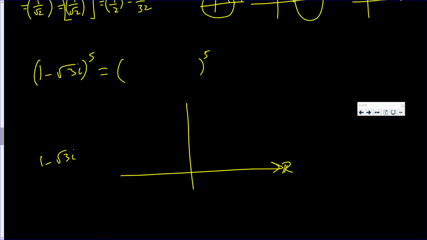Real axis, imaginary axis, 1 and minus the square root of 3. So it turns out to be down there. This is the square root of 3, negative because it's down. This is 1. So the negative square root of 3 squared plus 1 squared is 10. So that's the square root of 10.